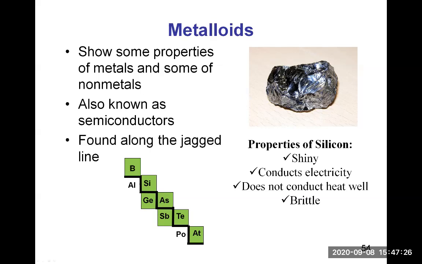But as we said, you have to be careful. Aluminum, even though it touches that line, is not a metalloid, and polonium is not a metalloid. So there are very few metalloids. They are boron, silicon, germanium, arsenic, antimony (Sb is antimony), tellurium, and astatine.